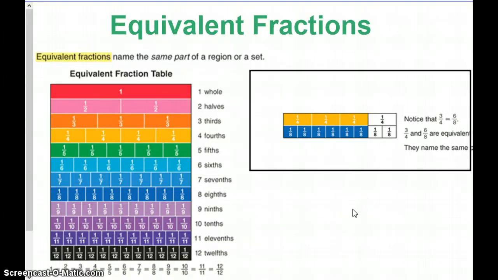Another tool to use to look at equivalent fractions is to use an equivalent fraction table. And you have a table just like this in your textbook. So looking at this table, here this red bar represents one whole. Well, we see that two halves take up the exact same amount of space, the same amount of parts as one whole. Okay? We see that 3/3 takes up the same space as one whole. 4/4.